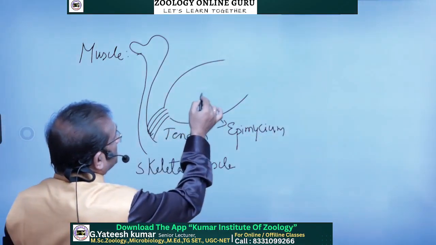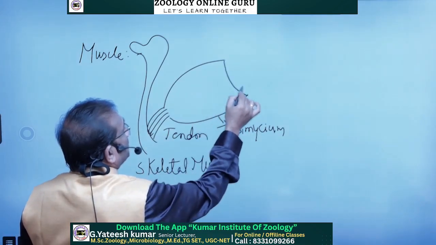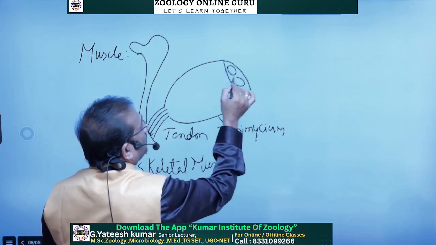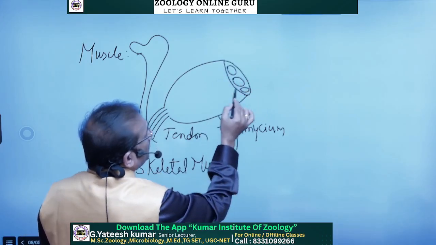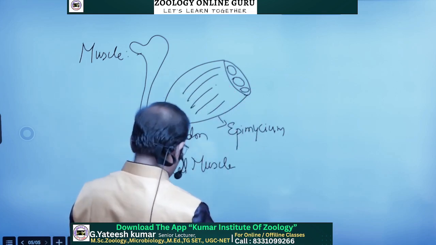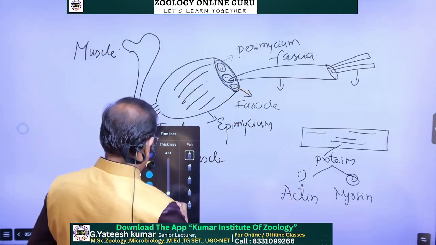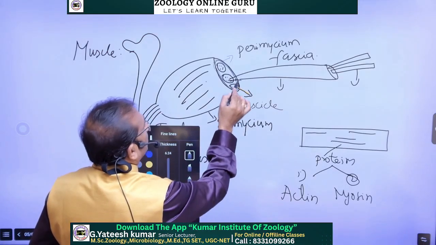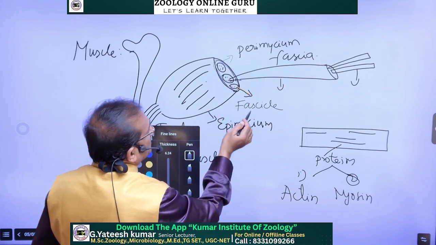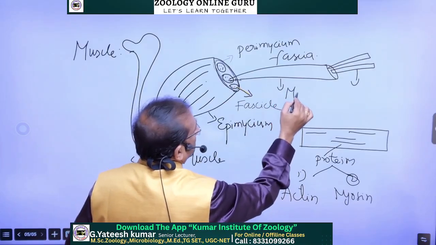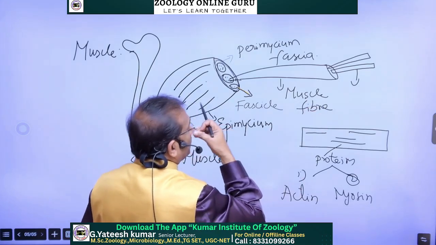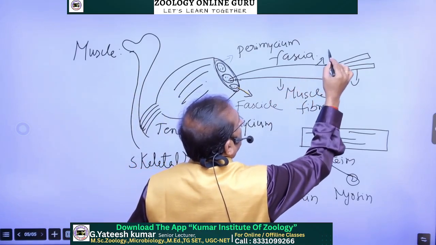Within the muscle, the muscle bundles are present. Bundle 1, bundle 2, bundle 3, 4, 5, like that. Each bundle is known as a fascicle, and every fascicle is also covered by a tissue membrane called perimysium, also called fascia. Within the fascicle, muscle fibers are present. This is called a muscle fiber. These muscle fibers are also covered by a membrane called endomysium.